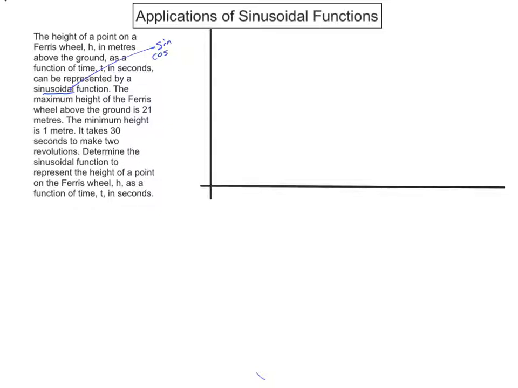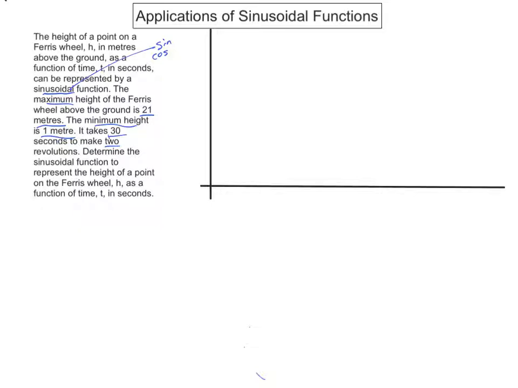Then, the maximum height of the Ferris wheel above the ground is 21 meters. That's going to be important later. And the minimum height is 1 meter. It takes 30 seconds to make 2 revolutions. And we want to figure out the equation of the sinusoidal function.